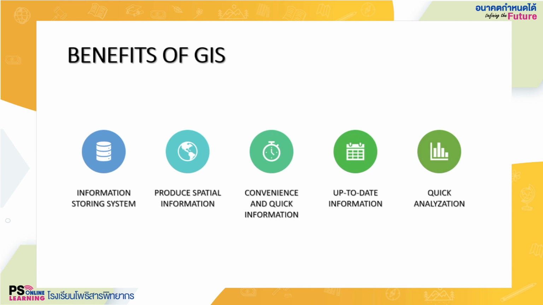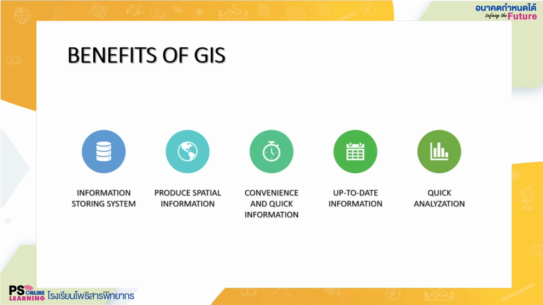Next, it provides convenience and quick information. With a map, you have to open the map, look at the legend to understand what it is, and then compare with another map or photograph to see the details. But for GIS, you just click in either an application or a computer program. You can access the information very conveniently and very quickly.